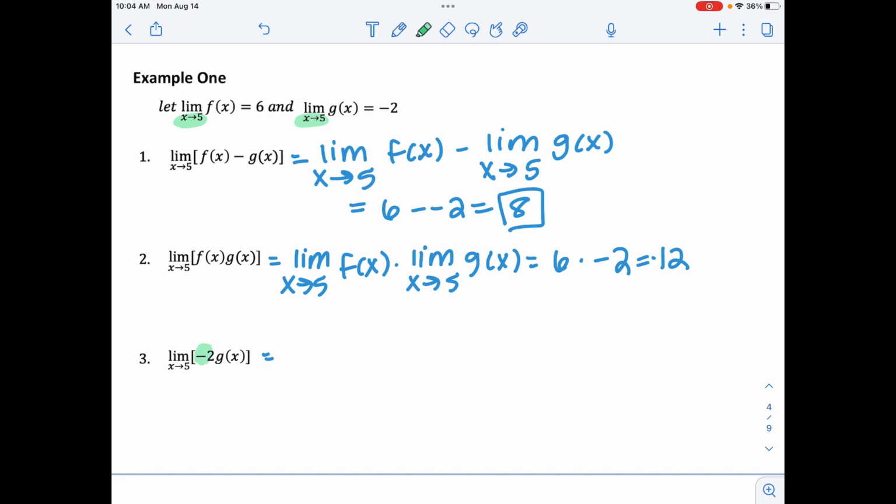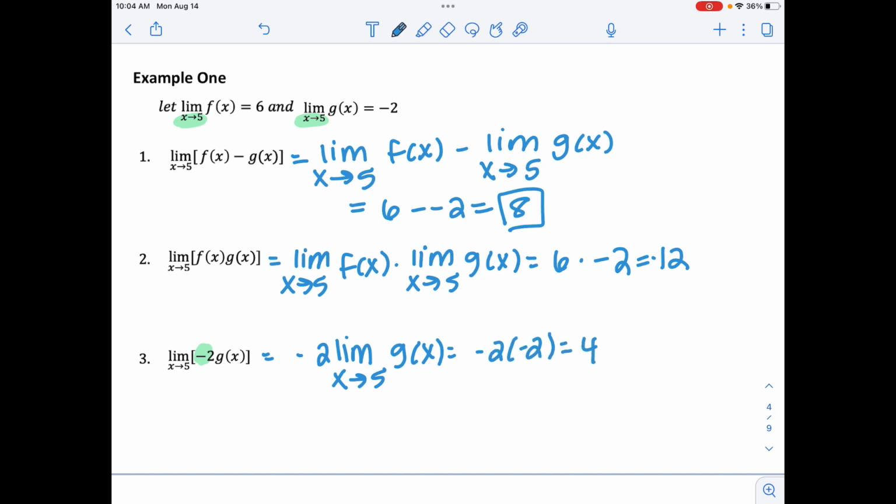And then this last one is an example of the scalar multiple rule, because you just have this scalar out front that doesn't have any variables or anything in it. So I can just take that out front, and I'll say that the limit as x approaches 5 of -2 times g of x is equivalent to -2 times the limit as x approaches 5 of g of x. So basically you just do -2 times -2, and it's 4.